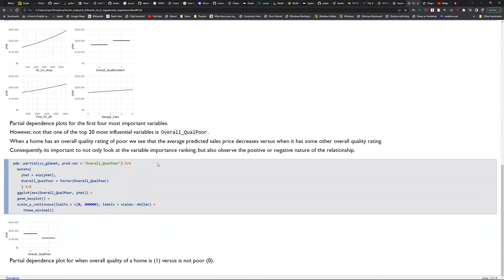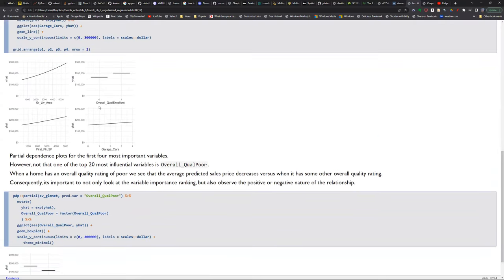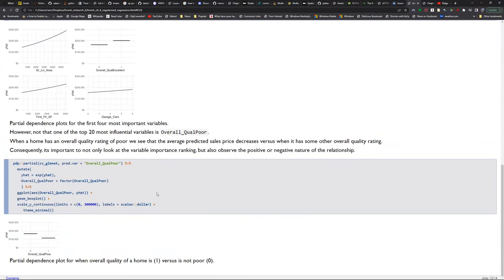Let me see here, okay. If we go, instead of excellent, to the quality poor, we should see the opposite, right? So in other words, when that indicator that the overall quality is poor is not present, then the price should go up, right? And when it's present, it should go down. And that's what this little plot is showing us, okay? So it's consistent with our expectations that the overall quality, if it's excellent, is going to increase the price of the unit, and when it is poor, it's going to decrease it, okay?